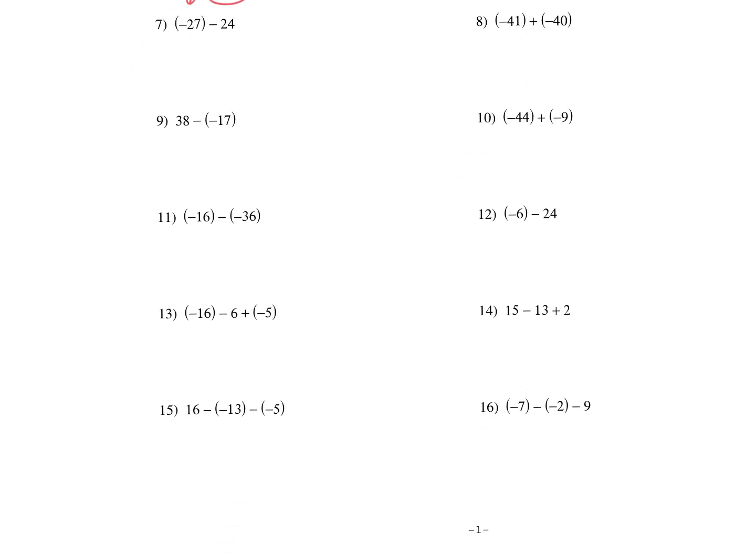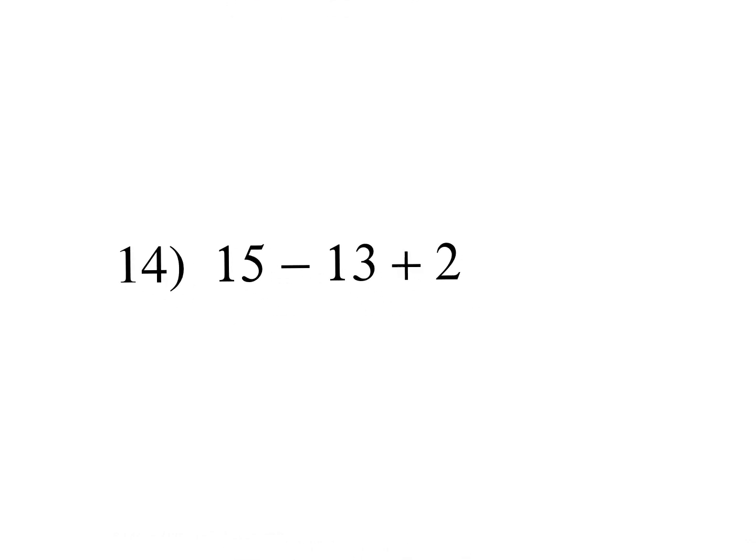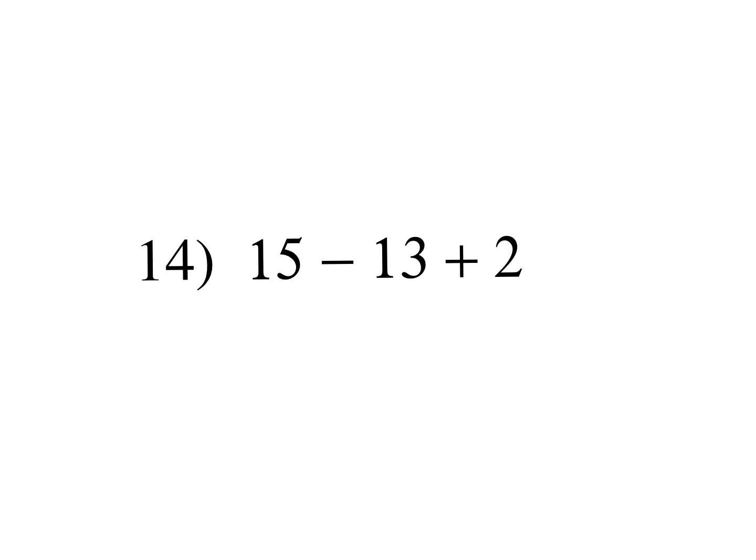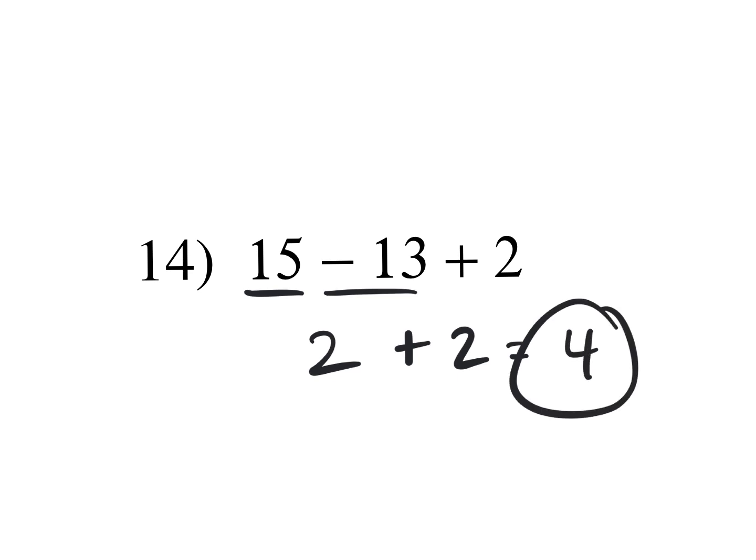Let's do one where there's 3 numbers. So let's do, for example, number 14. Whenever you're adding or subtracting 3 numbers from each other, you just follow from left to right. So we're going to do 15 and we're going to subtract 13 from it. 15 minus 13 gives me a positive 2 because the 15 was the larger number. And then we're adding 2 to that result. So now we're doing 2 plus 2, which gives me 4. So the answer here is positive 4.